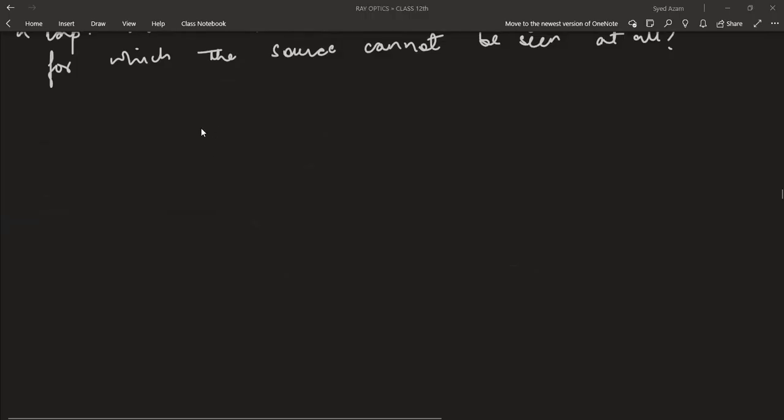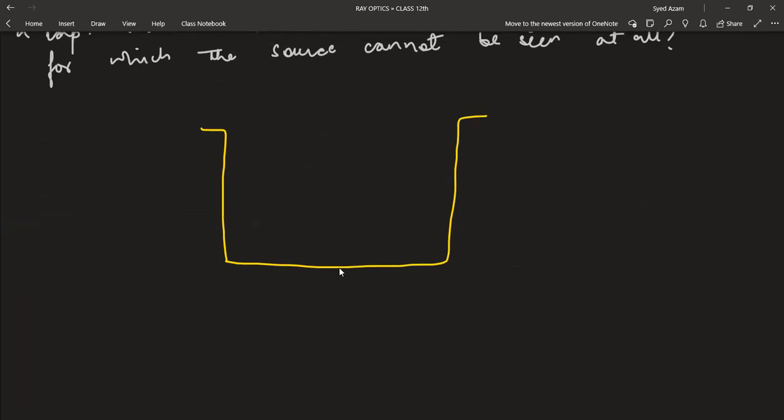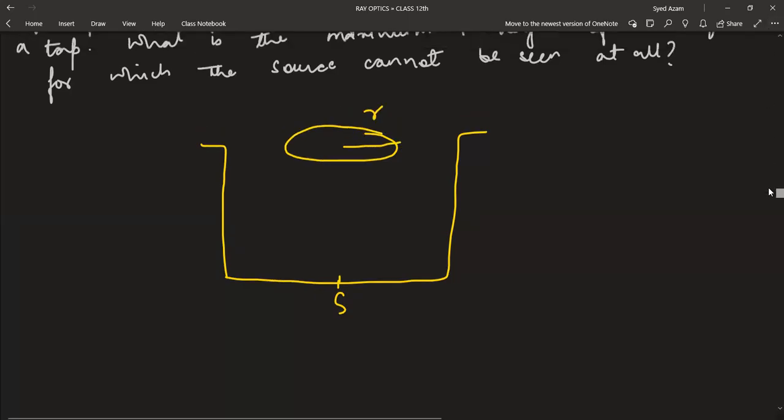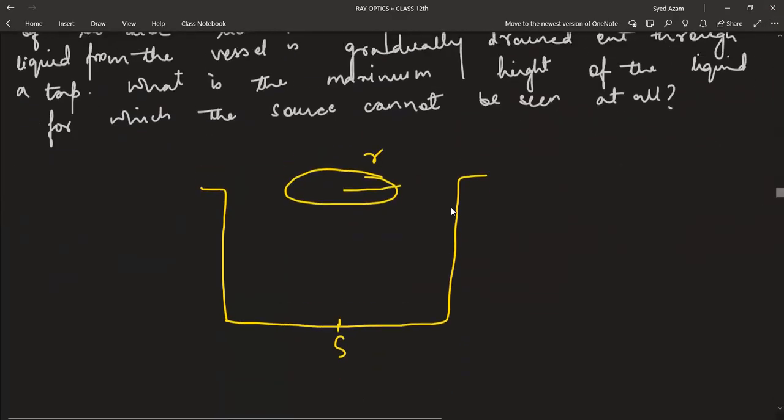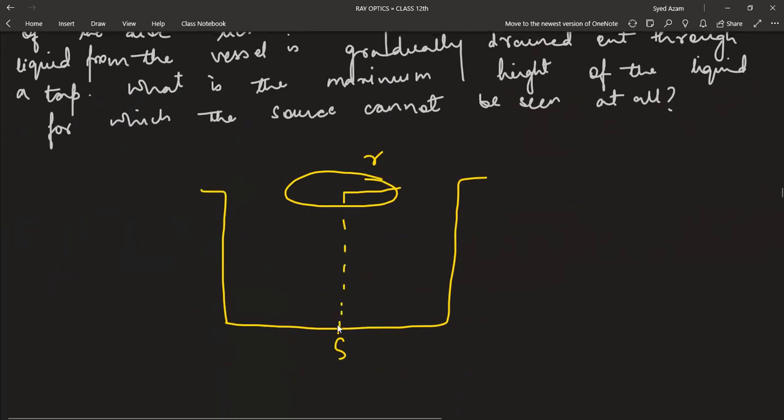See class, this is the vessel. At the bottom of it, the source is kept. It is saying a disk has formed, of radius r. There's an opaque disk of radius 1 centimeter floating above the surface. Now this is the disk. So when you have to find the maximum height for which the source cannot be seen at all, let's say this is some height h.